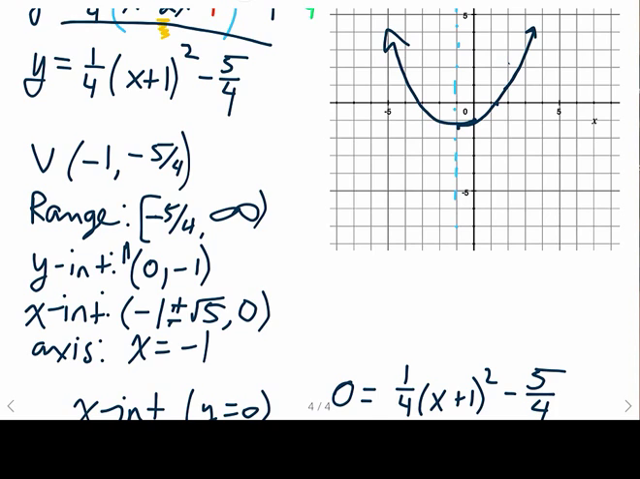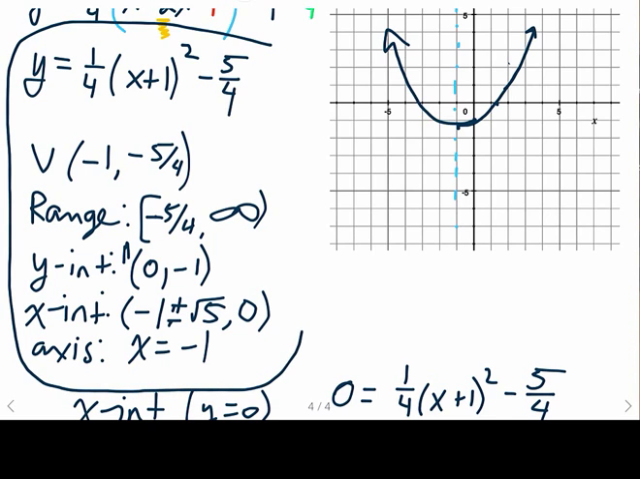We've put the parabola's equation in the form that we needed with h and k. We've got our vertex, our range, our axis of symmetry, and our intercepts. And we drew the graph.